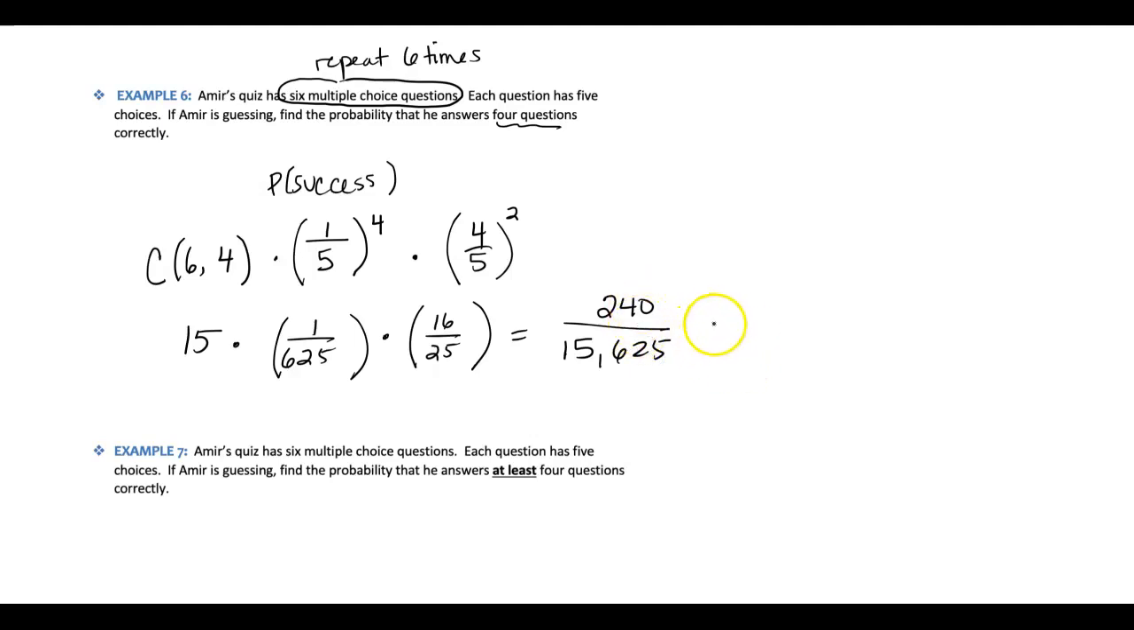If we wanted to go to a decimal, we could have 0.01536 or about 1.5%.